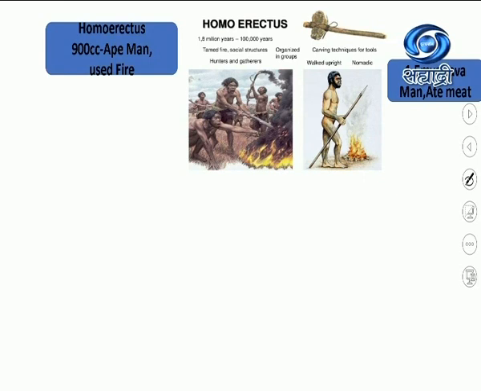See students, remember, who used fire for the first time? Homo erectus. Who started living together? Homo erectus. Hunters, gatherers, eating meat. Okay, and they started developing their tools now, decorating their tools now.